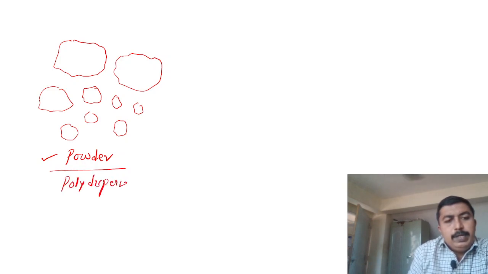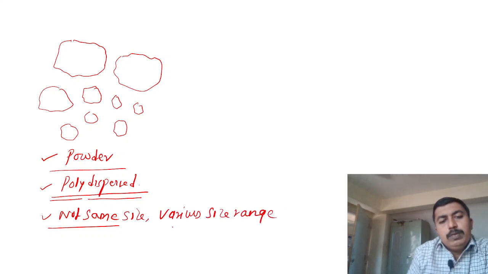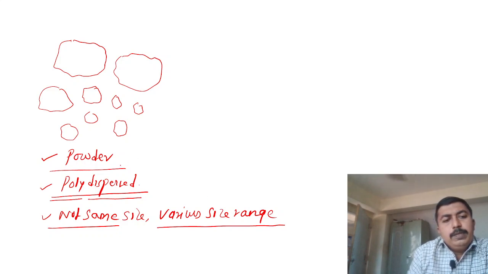Why is this known as polydisperse? Polydisperse, as the name says: it consists of many powder particles, and the size of all the powder particles is not the same. They are available in various size ranges. That's why this is known as a polydisperse powder sample.